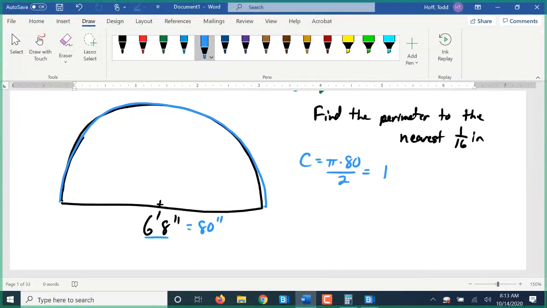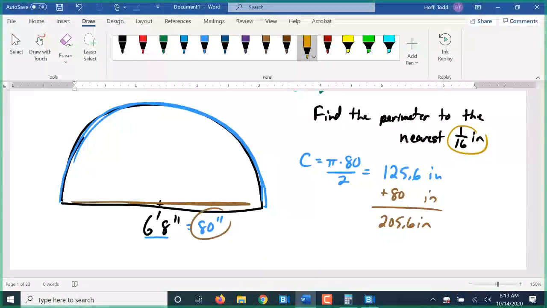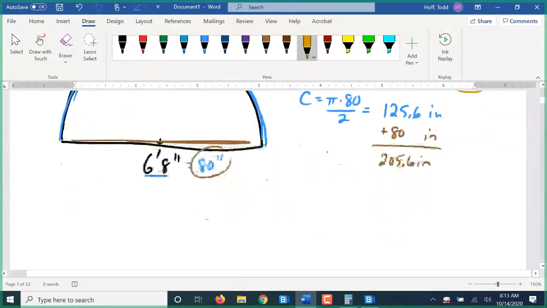That's going to be 125.6 inches. That is the half circle here. To that, I'm going to add my 80 inches across here because that is part of the perimeter. That's 205.6 inches. Now it says it wants it to the nearest 16th of an inch. I'm going to go feet, inches, and sixteenths.